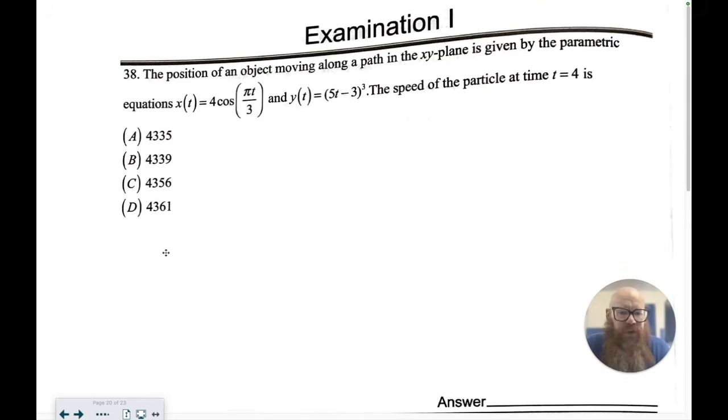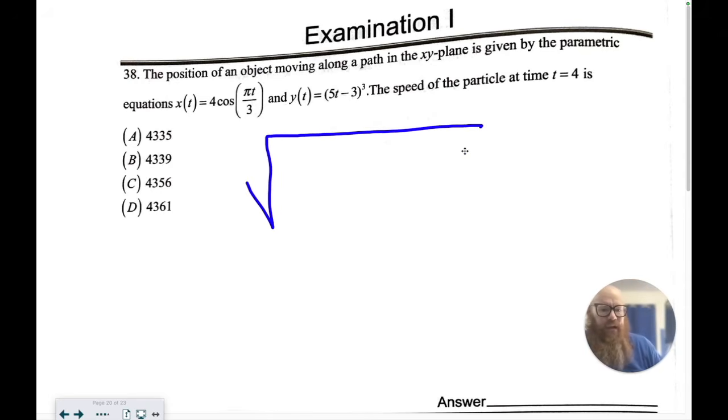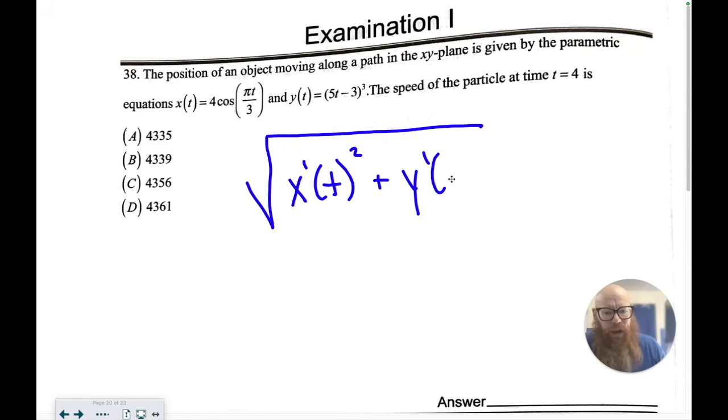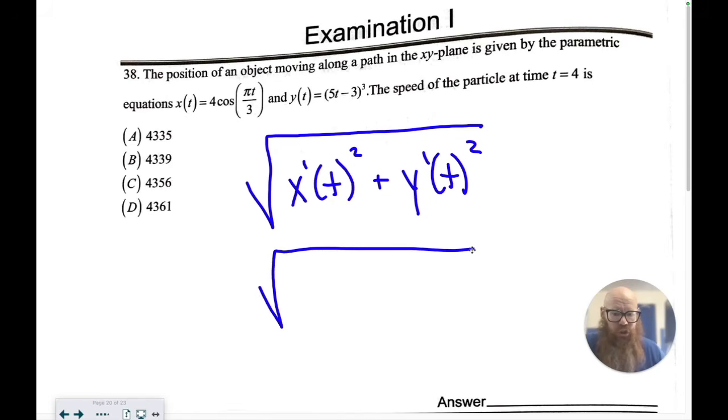All right, so the position of an object can be given by these parametric equations. What's the speed of the particle? So the way that you find speed is the square root of x prime of t squared plus y prime of t squared, and then that's evaluated at 4. So we are going to do this.